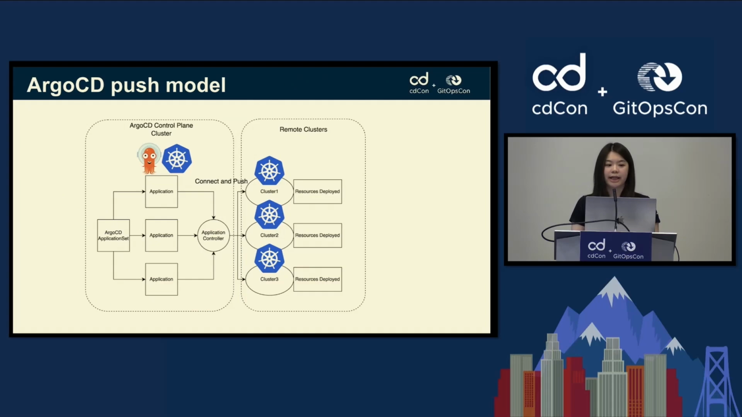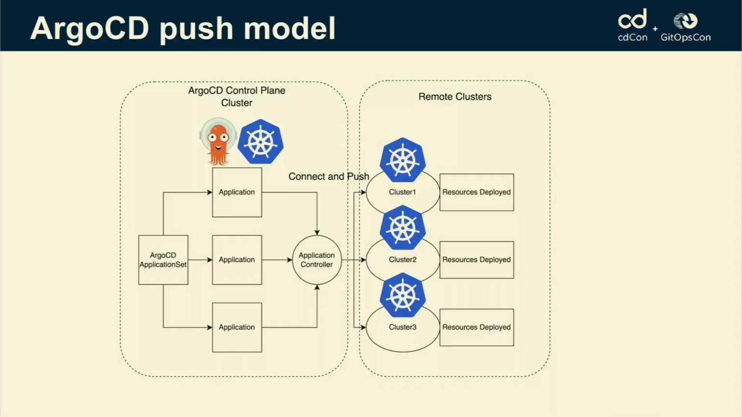As of today, Argo CD mostly just uses the push model, which is quite simple. On your hub cluster, you have your Argo CD operator, and it's going to create an ApplicationSet that generates a set of applications. Argo CD's application controller will then connect to the remote cluster and deploy the resources from the application to the remote clusters. So it's just one way from the hub to the managed clusters.